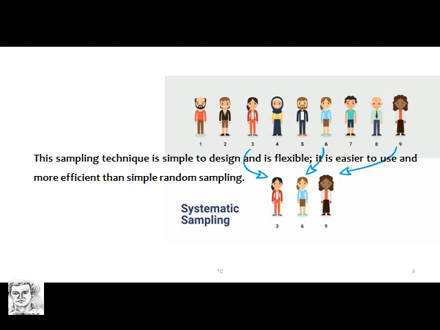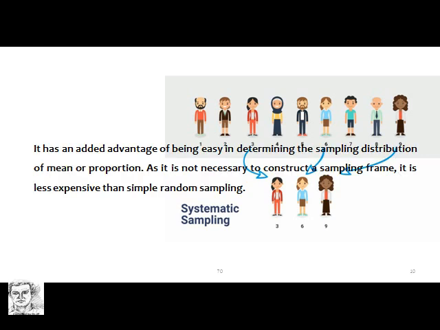This sampling technique is simple to design and is flexible. It is easier to use and more efficient than simple random sampling. It has an added advantage of being easy in determining the sampling distribution of mean or proportion. As it is not necessary to construct a sampling frame, it is less expensive than simple random sampling.